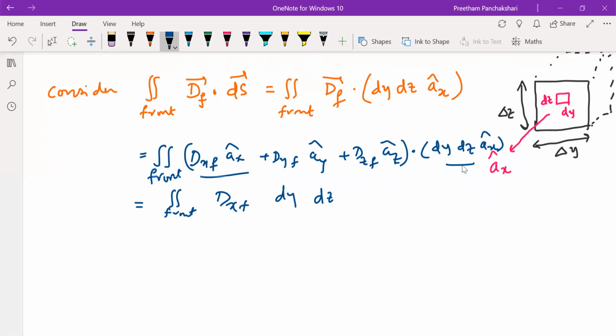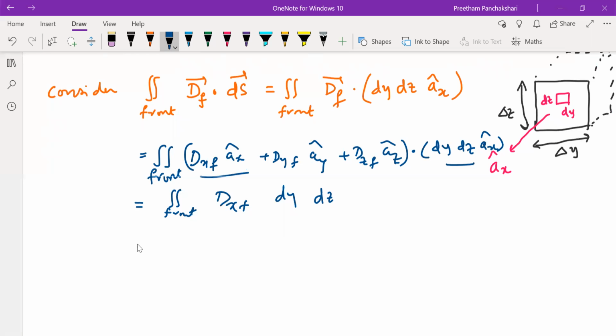Ax dot ax is 1, ay dot ax is 0, az dot ax is also 0. This says that only the x component of D will pass through the front face. The y and z components, being tangential to the front face, cannot pass through the front face. That's why we end up with only the x component here.